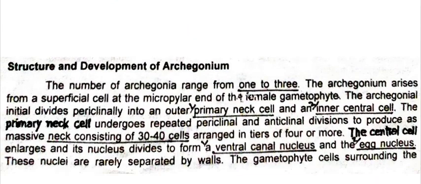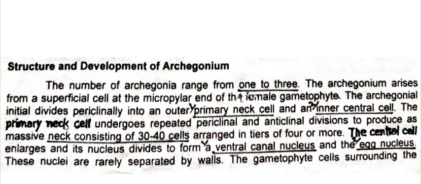Now we will see the structure and development of archegonium. In Ephedra, the number of archegonia ranges from 1 to 3, meaning 1 to 3 archegonia are developed in different species. Archegonium is produced from a superficial cell at the micropylar end of the female gametophyte. This archegonial initial divides by periclinal division to produce two cells. The outer cell is called the outer primary neck cell, and the lower cell is called the inner central cell.